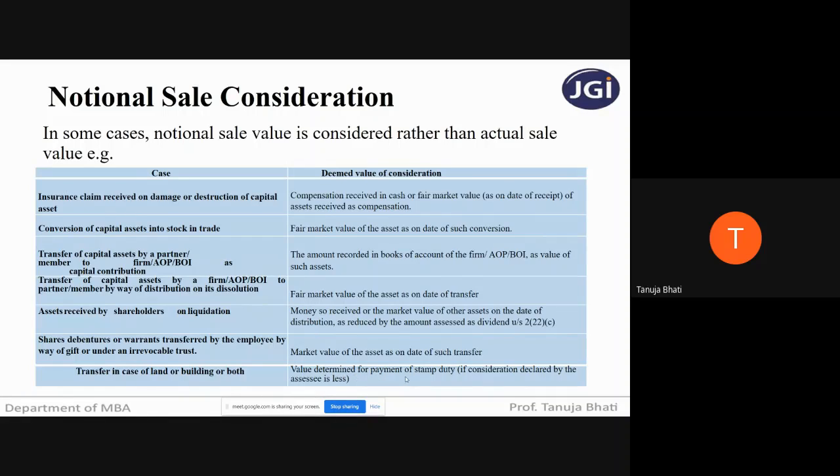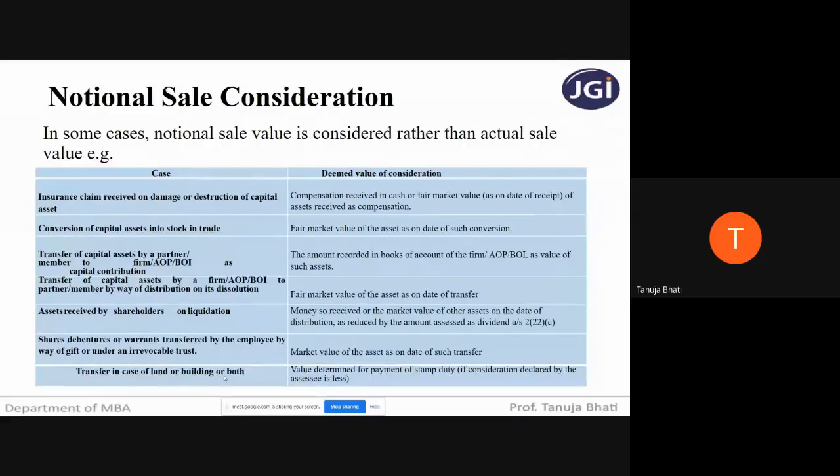The value determined for payment of stamp duty is taken if the consideration is declared less by the assessee. So students, among all these cases, the important ones, or what is majorly asked in the exam, are conversion of capital asset into stock in trade, where problems are asked, and transfer in case of land, building or both. So majorly questions are asked based on these two, and we'll be concentrating on those where more importance is to be given.